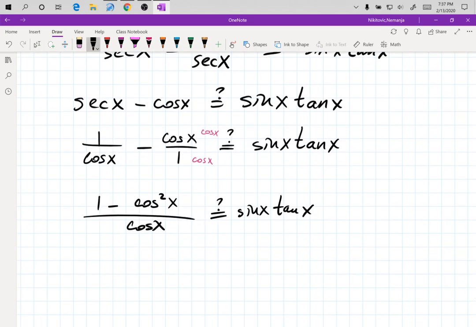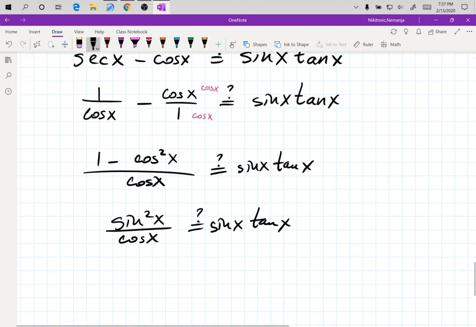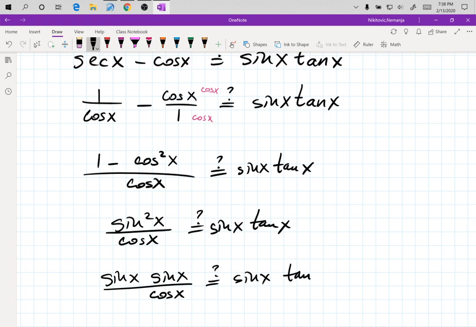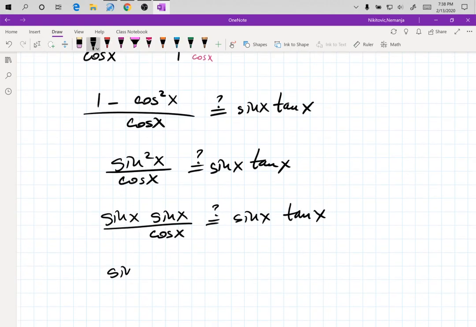And what's 1 minus cosine squared? Very good. So now you have two sines on top multiplying. Split those. And from here it should be clear that you have sine x tangent x equal to sine x tangent x. There we go. So these problems could be annoying if they want them to be, right?